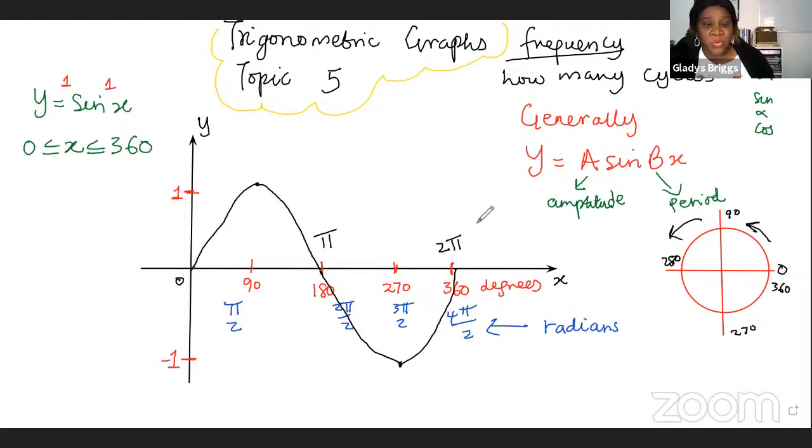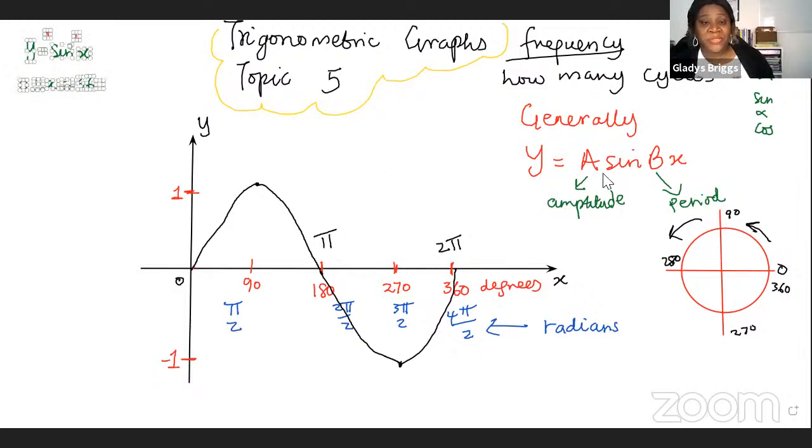Now, this is y is equal to sine x for 0 less than or equal to x less than or equal to 360 degrees. Now, we can change that information. How about we sketch the graph of y is equal to 2 sine x. Y is equal to 2 sine x would be very similar to what we've just drawn. But the only thing that will change is the what? The amplitude, okay?